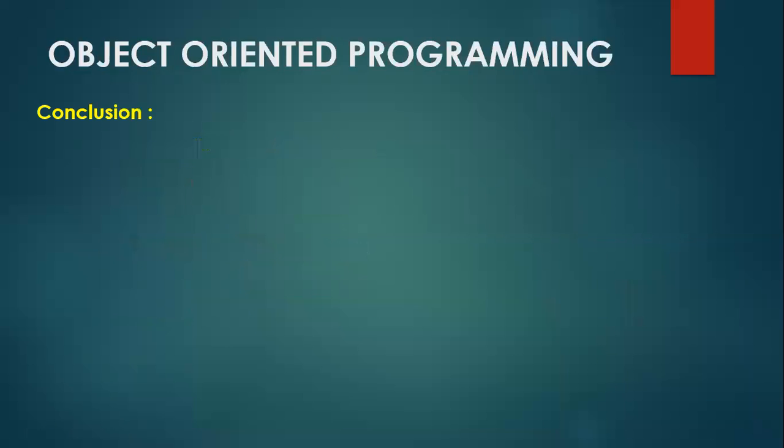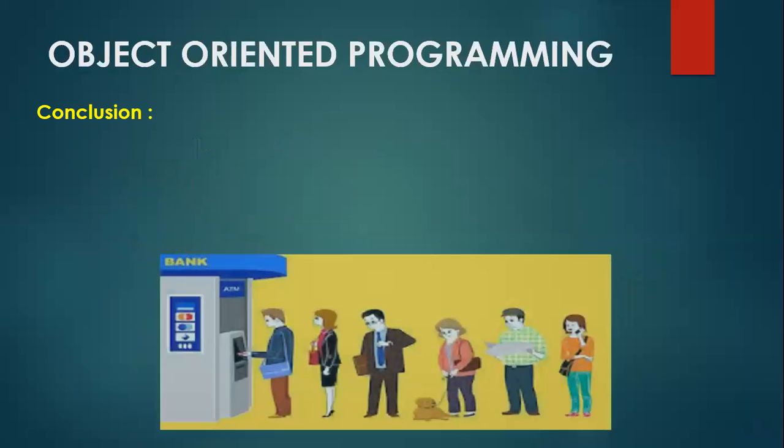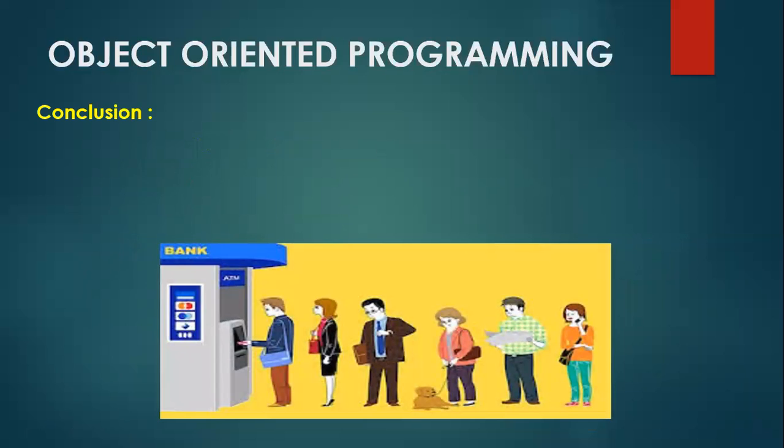And coming to the conclusion of object-oriented programming, observe the picture here. In this picture, I observe a few objects. One is bank, second one is an ATM, third one is a customer, fourth one is an ATM card, and a few other objects also.